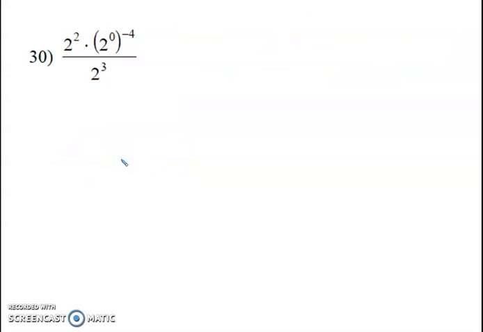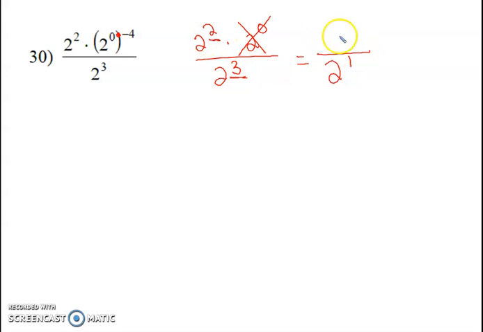Oh, goodness. All right, 30. This, when I distribute, becomes what? 2 squared stays. 2 to the 0, what's 0 times -4? Just 0 over 2 to the 3rd. I can get rid of that because it's just a 1. 2 minus 3 is 2 to the 1, and it goes on the bottom because 3 is bigger than 2. 1 over 2 to the 1, which is the same as 1/2. Okay? Check your answer keys if you're stuck.